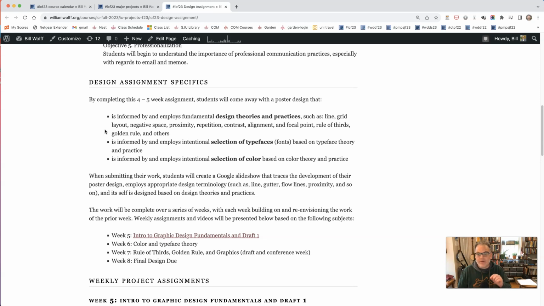Okay, so the final project is going to include the final poster that you create, but also a slideshow in which you present that poster and the reasons why you've made your decisions. And in that process, we're going to be learning more about presentation design as well.